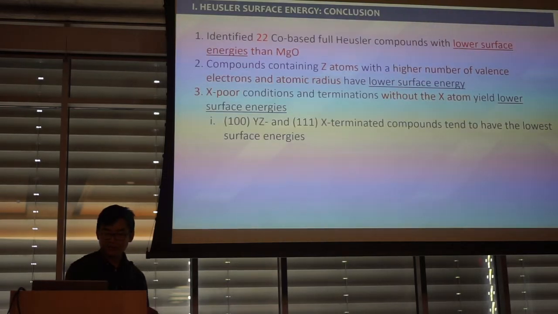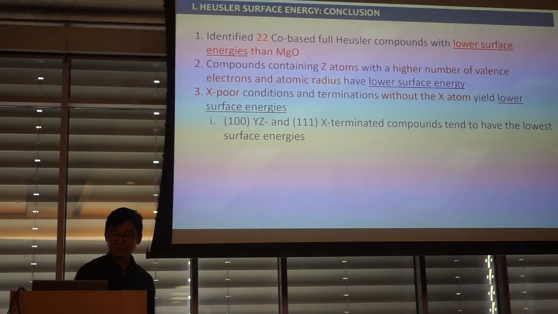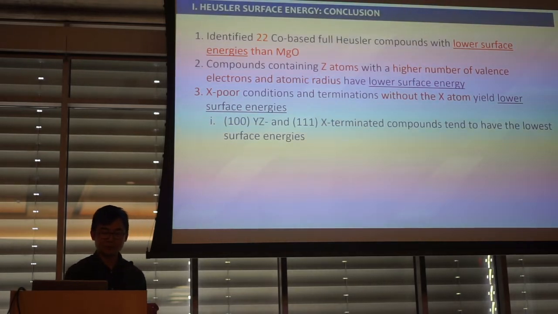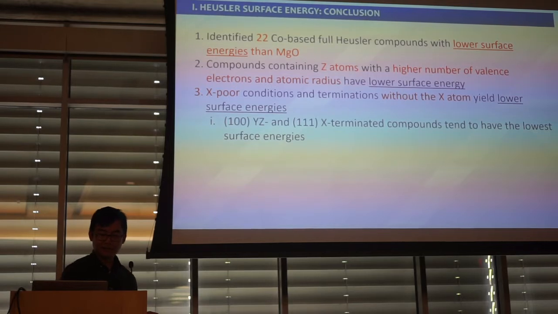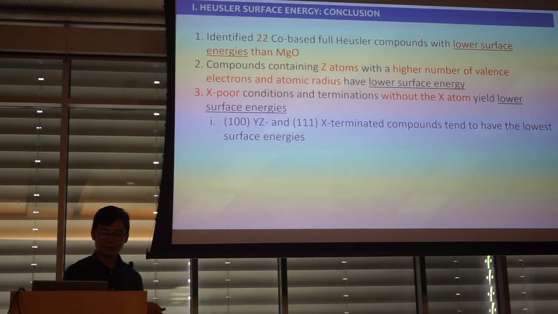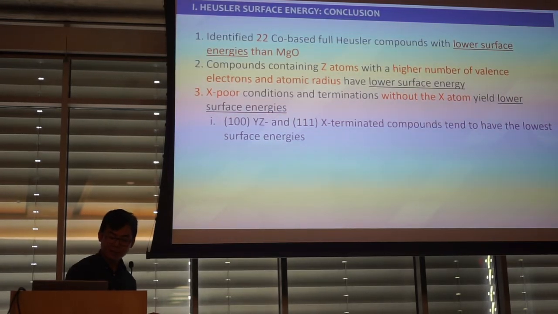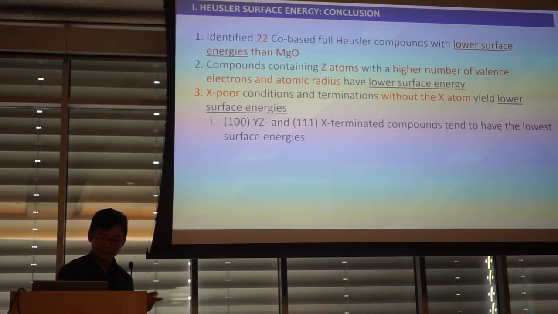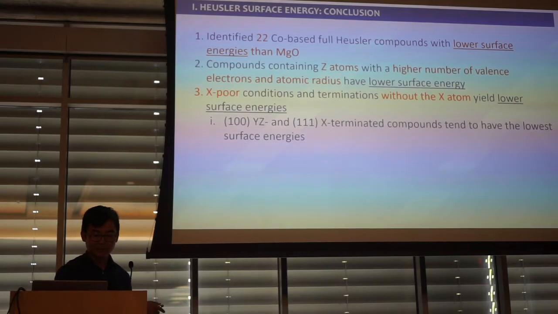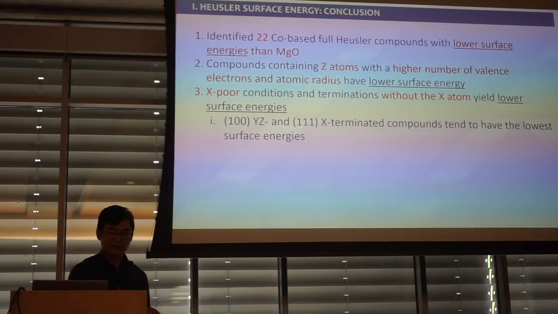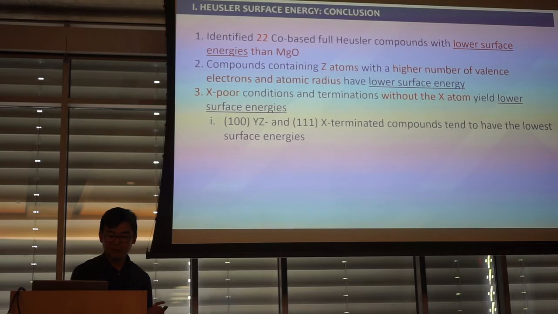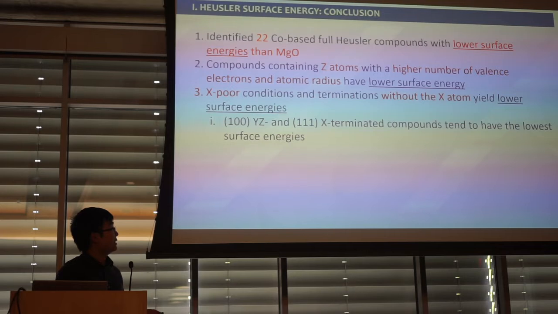Okay, so in conclusion, we found about 22 cobalt-based full Heusler compounds with surface energies lower than MgO. We found that compounds containing Z atoms with a higher number of valence electrons and atomic radius will tend to have lower surface energy. And we also see that the X-rich condition and terminations without the X atom overall yield lower surface energies. And so that leads us to the 100 YZ and 111 X terminated compounds having the lowest surface energies of these materials.